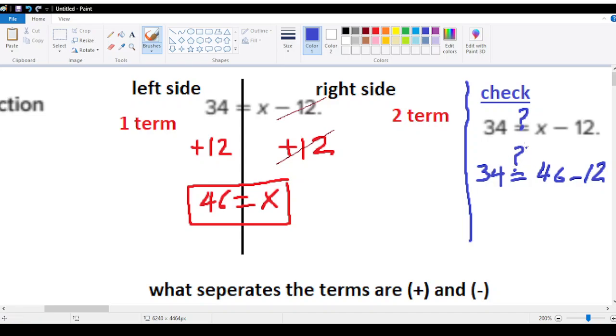Now, why did I write the question mark? Because I'm wondering, does the left equal the right? Now, 34 will stay the same. There's nothing to do here, so I'm going to rewrite it. 46 minus 12, how much? Yalla, 46 minus 12. 34. Now you're going to ask yourself, does the 34 equal the 34? Yes. So our answer was correct. This is how to check my answer.